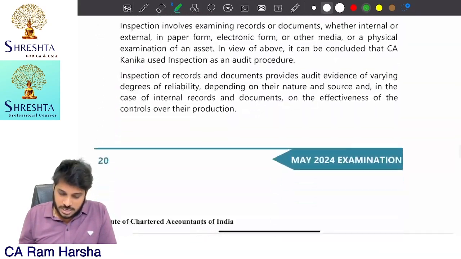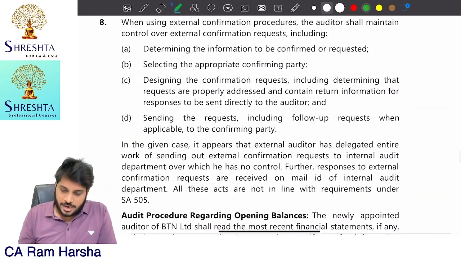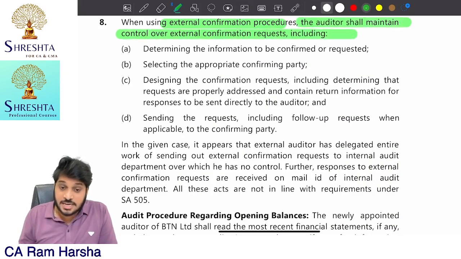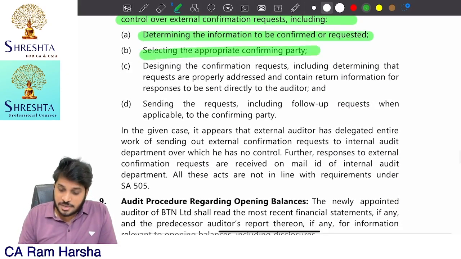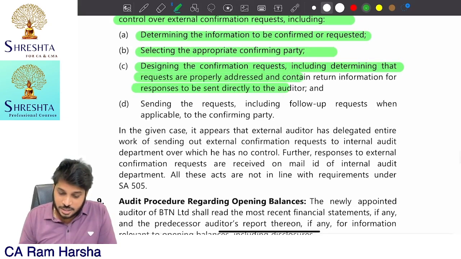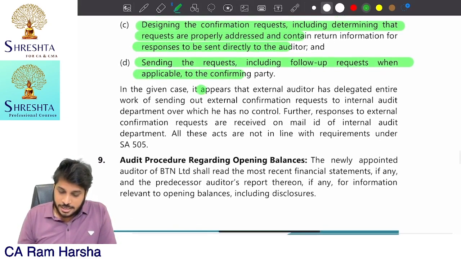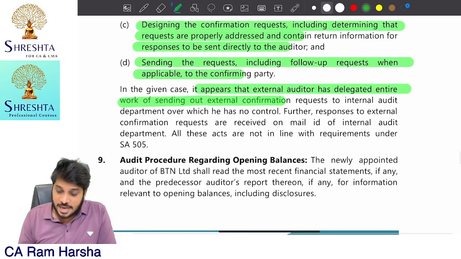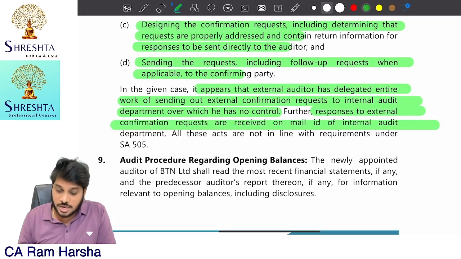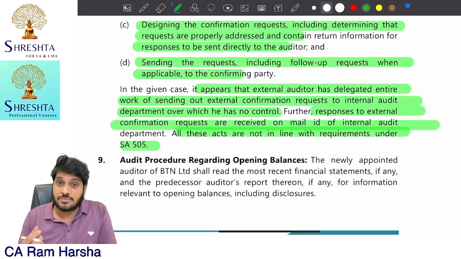Look at this 8th question answer. While using the external confirmation process, the auditor shall maintain control, determining the information, selecting the confirming party, designing and sending the request, and getting it all. It appears that the external auditor has delegated the entire work to the internal auditor over which he has no control. Further, responses were also received by the internal auditor. All these are not as per SA 505. Direct confirmation, external confirmation means the response must be received by the auditor directly from the third party as a written response.